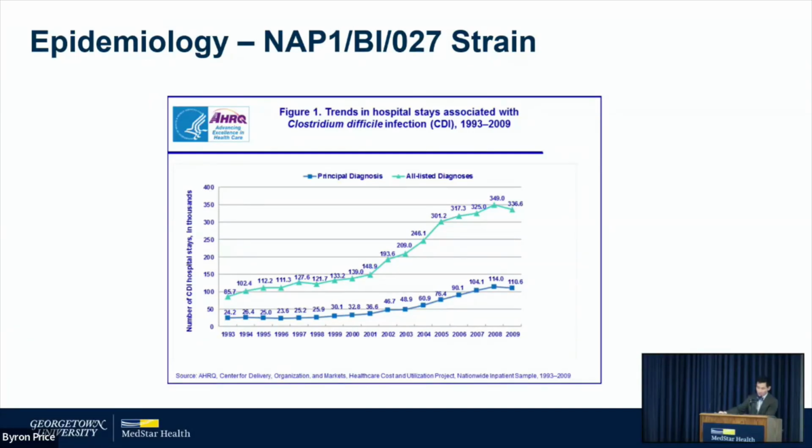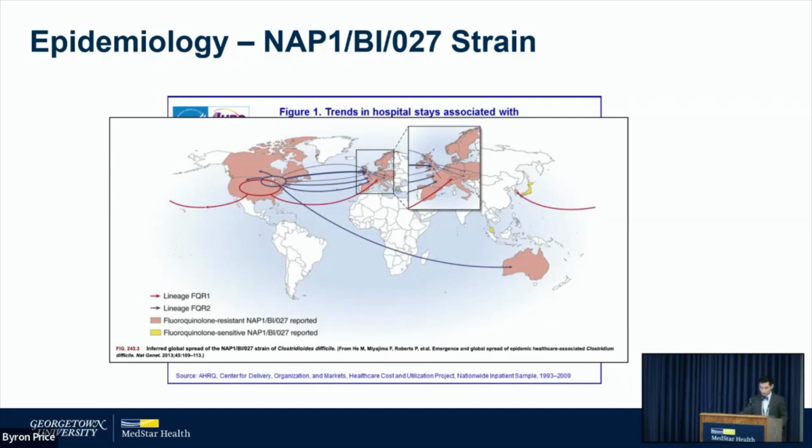When talking about epidemiology, I'd be remiss not to mention the NAP1 strain. As you can see in this chart here, this is from the AHRQ, the rates of C. diff infection in the US had a pretty dramatic rise in the early 2000s. And this is correlated to the emergence of the NAP1 strain, which is also known as the North American Pulsed-Field Gel Electrophoresis Type 1, for those who don't like acronyms. This strain emerged from North America in the early 2000s and became the dominant hospital-acquired strain, not just in the US, but around the world.